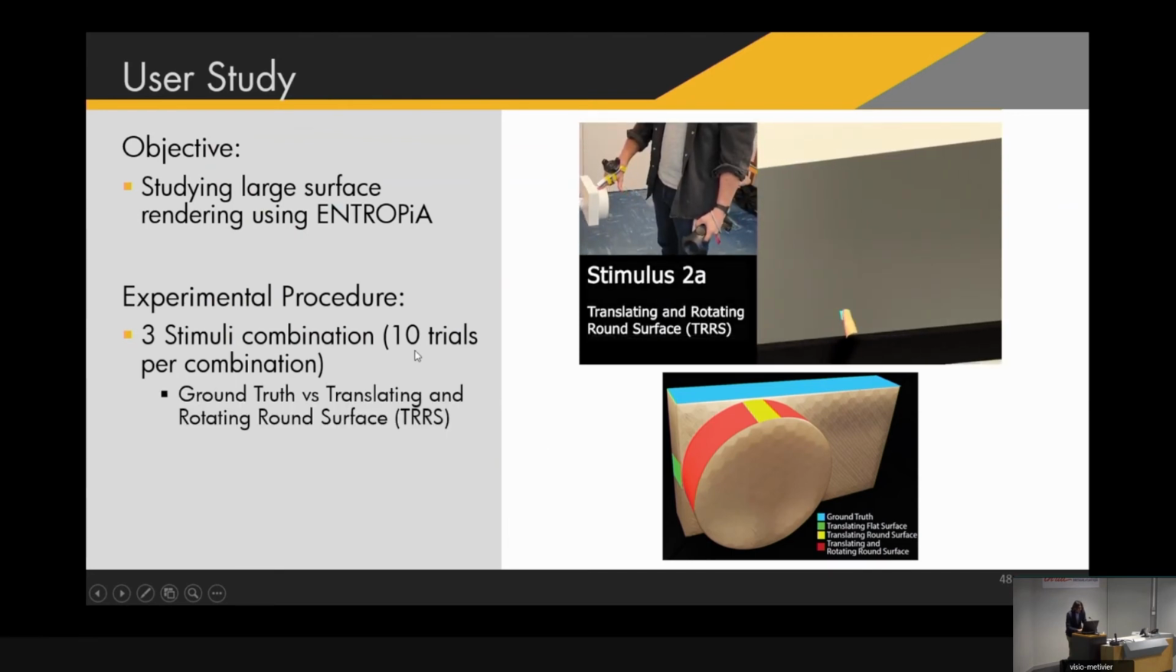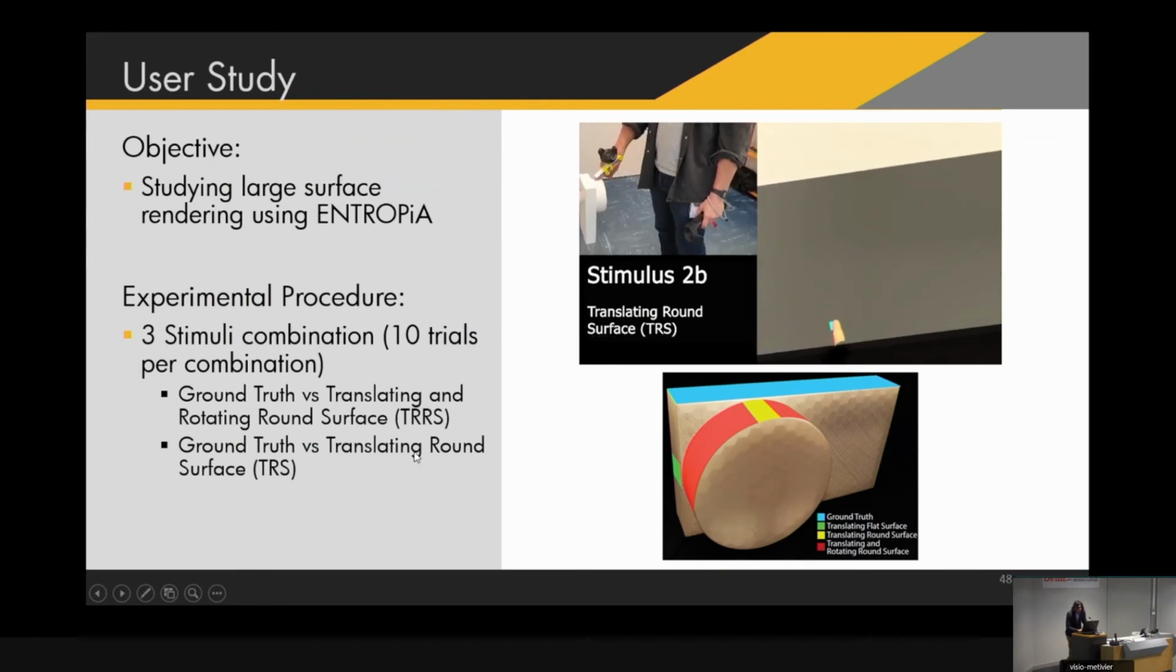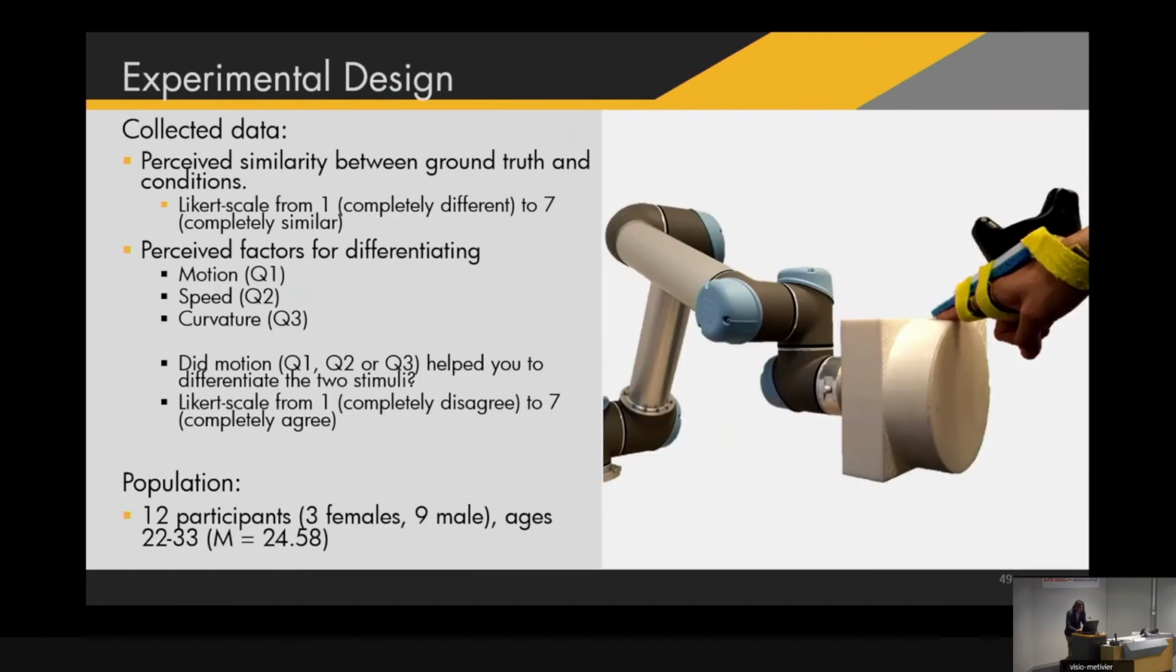that is a translating and rotating round surface, as we can see over here, that is represented here and here. Comparing the ground truth against a translating round surface, and comparing the ground truth against a translating flat surface. The collected data were, at the end of each trial, we asked participants to evaluate the perceived similarity between the ground truth and one of the conditions in a 7-point Likert scale, with 1 being completely different and 7 being a completely similar sensation.